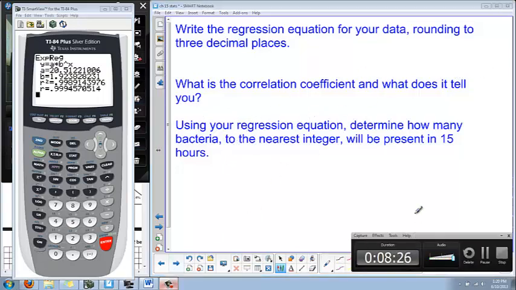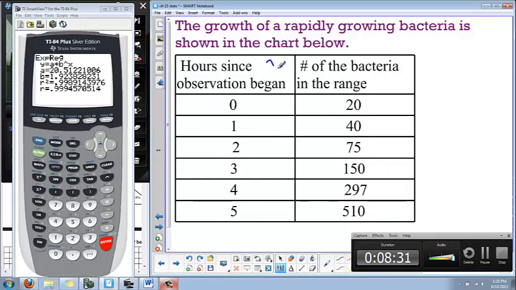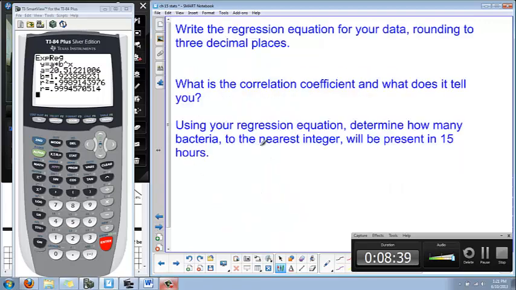So let's see. In our graph, the hours since observation, those were my x's, and the number of bacteria, that was my y. So in this equation, if I'm going to use my regression equation to determine how many bacteria will be present in 15 hours, 15 is my x. And how many bacteria, that's what I want to find out. That's going to be my y. So I need to plug in a value for x, and I'm going to solve for y. Sometimes it's the opposite. Sometimes I'm plugging in for y and solving for x. But in this case, I'm going to plug in 15 for x.